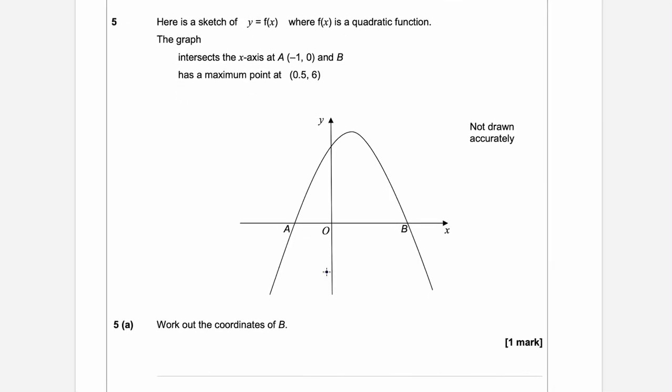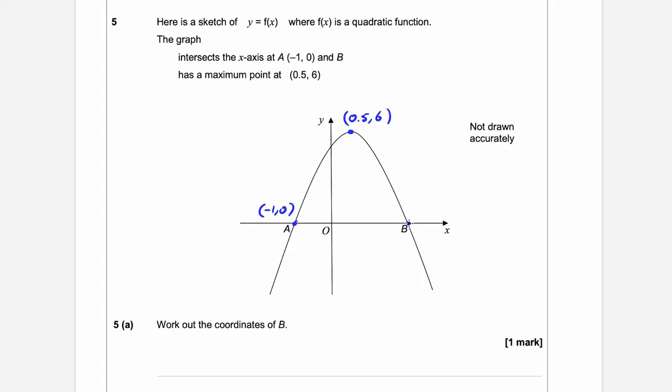Question 5. Here's a sketch of y equals f of x, where f of x is a quadratic. The graph intersects the x-axis at this point. So this is minus 1, 0. Okay, minus 1, 0. Has a maximum at 0.5, 6. Work out the coordinates of B.